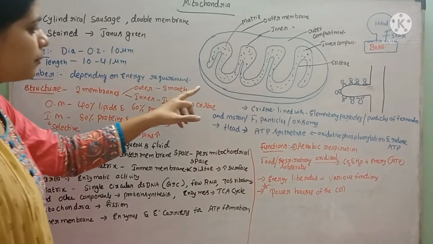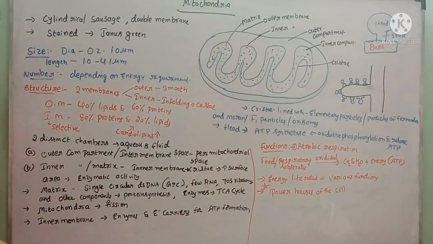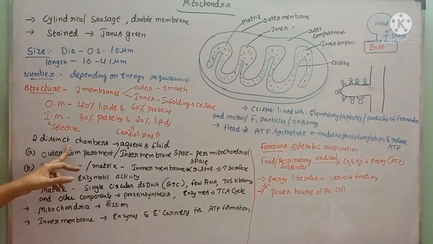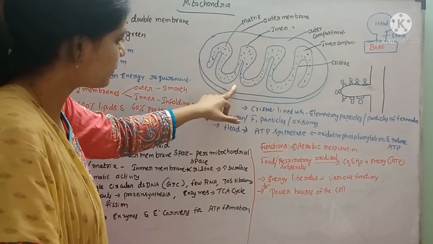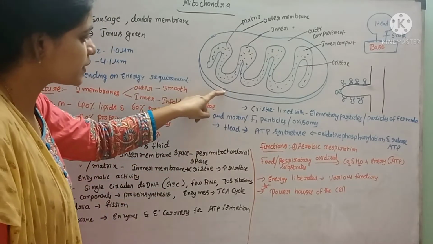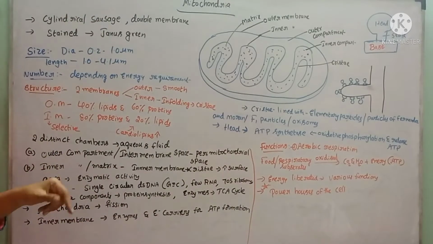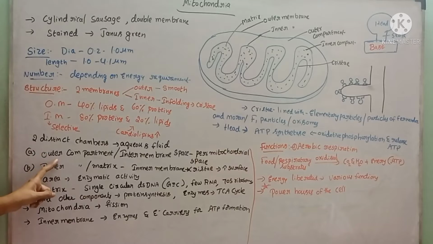And here the two membranes are present, and the space is filled with aqueous fluid, and two distinct chambers are divided, that is the outer compartment and the inner compartment. This is the outer compartment. This outer compartment is called the intermembrane space, because the space is present between the inner and outer membrane, or it is also called the perimitochondrial space. So what is another name for the outer compartment? Intermembrane space or the perimitochondrial space.